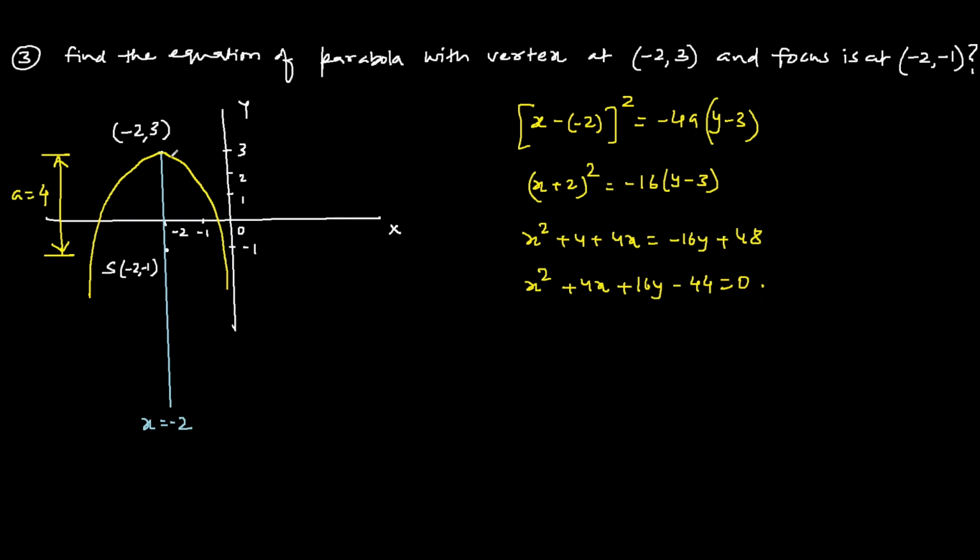You can also find the equation of directrix, and the directrix has to be 4 points above the vertex. So here the value of y is 3, 3 plus 4 is 7, so y equal to 7 is the equation of directrix. This distance is also 4.